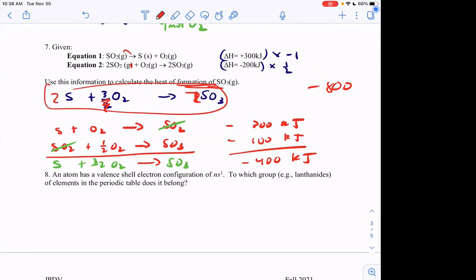Other questions? Go ahead and do that at home if that makes you more comfortable with the whole numbers. It's not wrong to do it that way. You just have to remember that last step of dividing by 2 at the very end. Other questions?